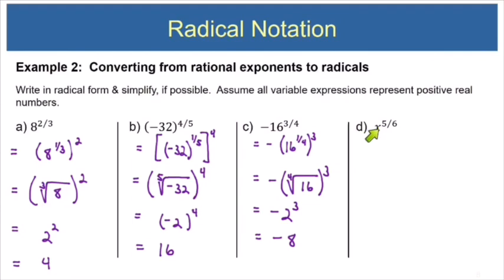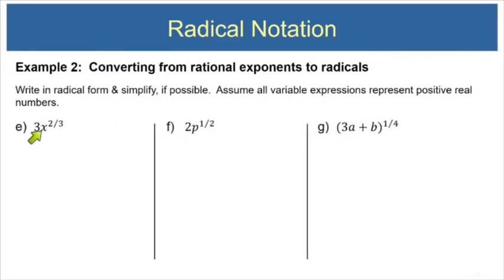On part D, we just simply have x to the 5/6 power. So again, we're going to separate this into two exponents. That's going to be x to the 1/6 raised to the fifth, and we're going to change this to radical notation. So x to the 1/6 becomes the sixth root of x, and it's all raised to the fifth power. There's nothing we can do to simplify this, so this one's finished.